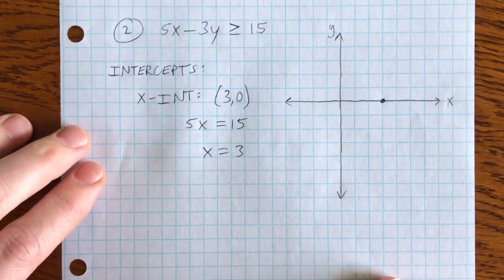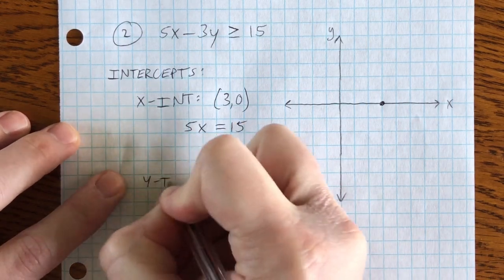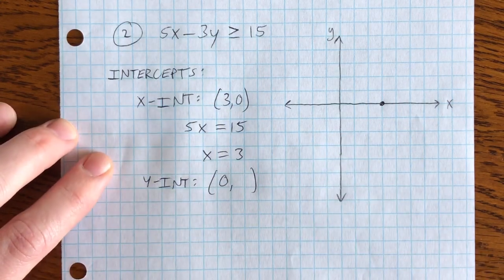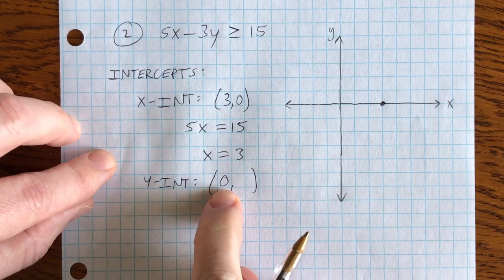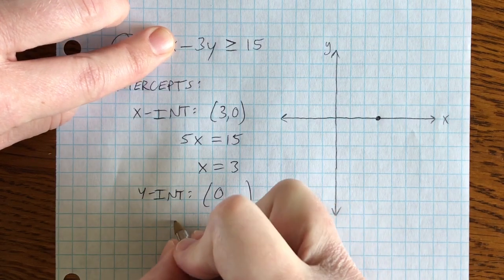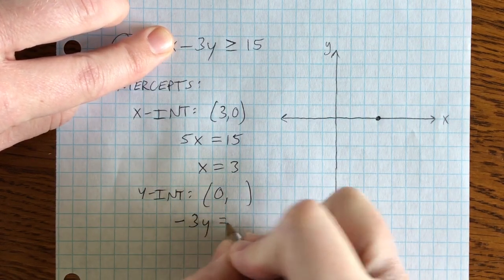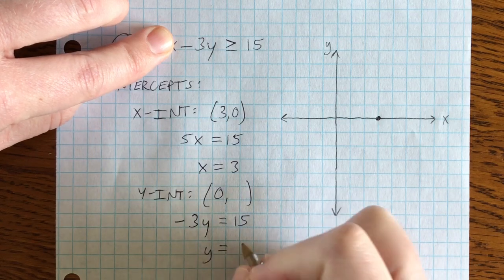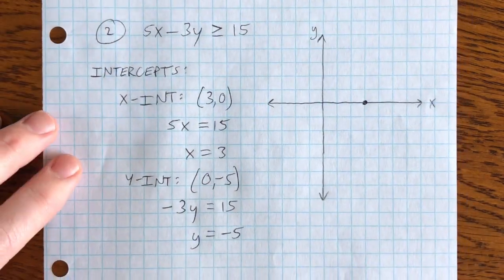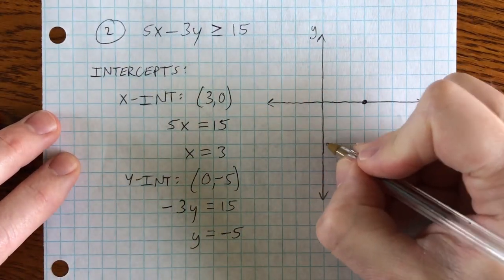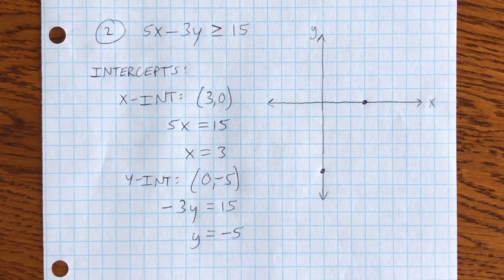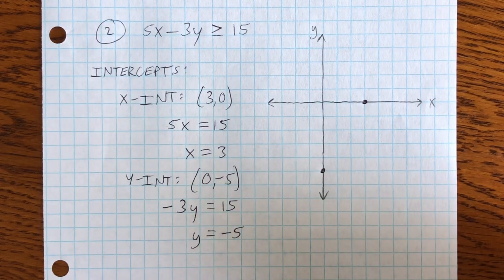And then the next thing we can do is determine our y-intercept. Our y-intercept is going to be 0, comma something. To determine the y-intercept, you let x be equal to 0. If x is 0, then you are left with negative 3y equaling 15. So you solve this for y and you get negative 5. So 0, negative 5 is your y-intercept. So let's go: negative 1, negative 2, negative 3, negative 4, negative 5. Now we've established 2 points that would be on the graph of this line. All you have to do now is connect the dots.